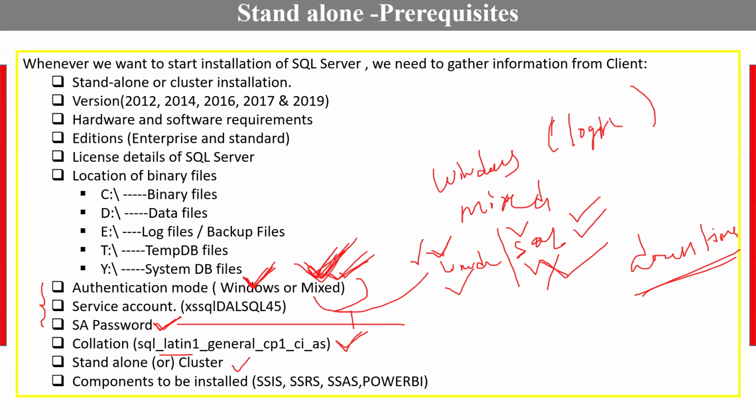Which version? Which edition? Based on the edition, you will get the license information. And when I'm installing SQL Server, what are the best practices I need to follow? All my directories need to be on dedicated drives. Authentication mode, SA account. What are the components I need to install? Like Integration Services, Reporting Services, Analysis Services, and Power BI. If you remember these basics, at least 50 to 60% we are good to install SQL Server. The rest we will learn because that is the more technical part.